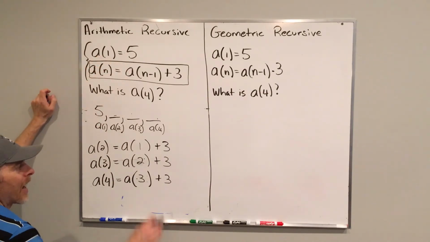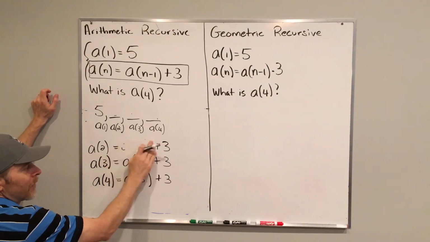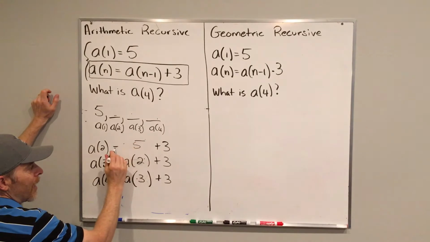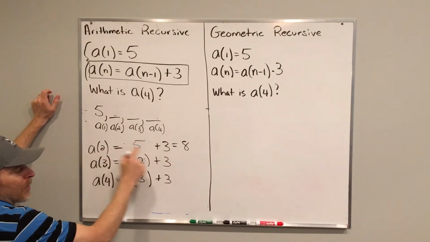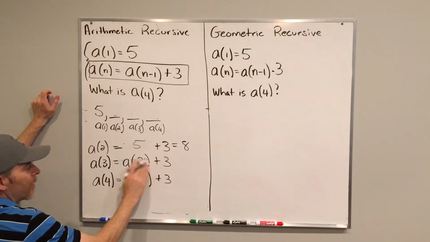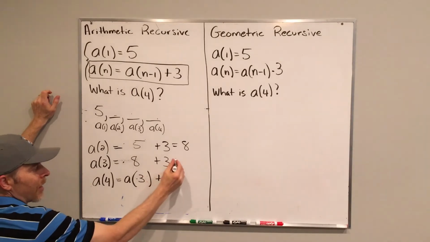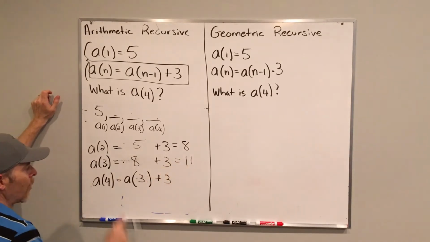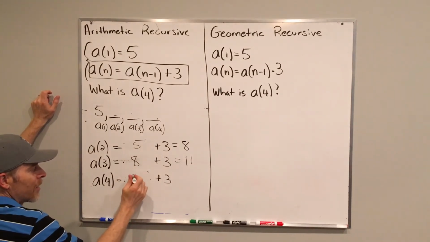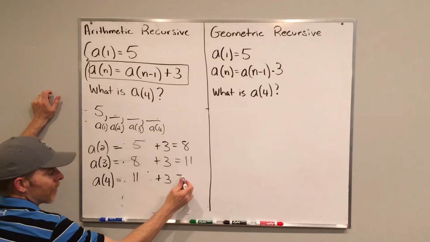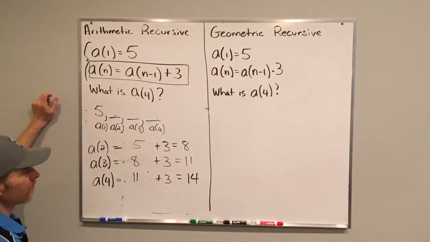Okay, so I can go back now and say, well, a sub 1 is 5, so I can replace that with a 5. That makes 8. Well, now I know a sub 2 is 8, so I can erase a sub 2 and replace it with 8. That makes 11. Well, now I know a sub 3 is 11, so I can erase a sub 3 and put an 11 here. And I get 14, so a sub 4 is 14.